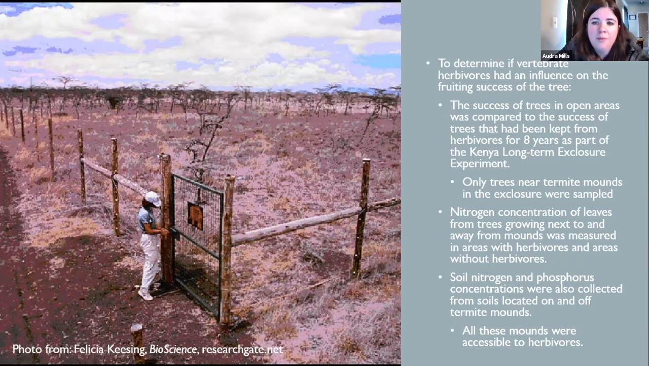Within this exclosure, they only sampled trees that were near termite mounds to make sure that they knew if the herbivores were what was affecting the reproduction of the trees or not. The nitrogen concentration of leaves from trees growing next to and away from the mounds was also measured in both areas with the herbivores as well as areas without the herbivores. And the soil nitrogen and phosphorus concentrations were collected from soils located both in and off of the termite mounds. All of the mounds for this particular sampling were accessible to herbivores, so none of the ones in the exclosure were added into that part.